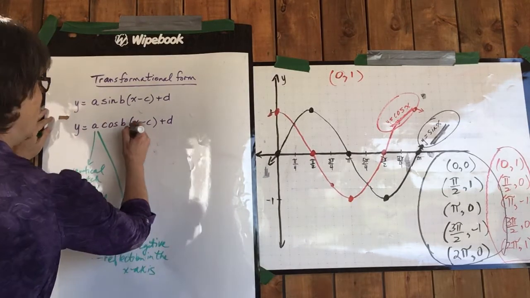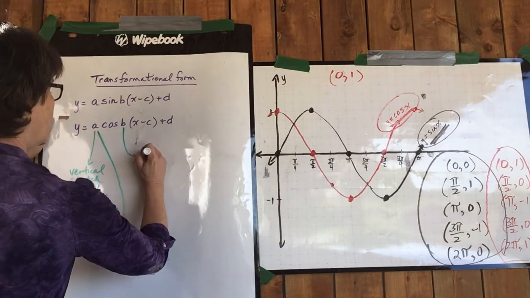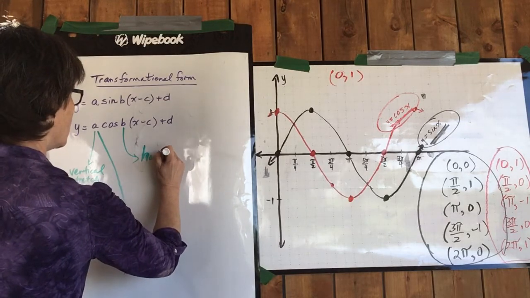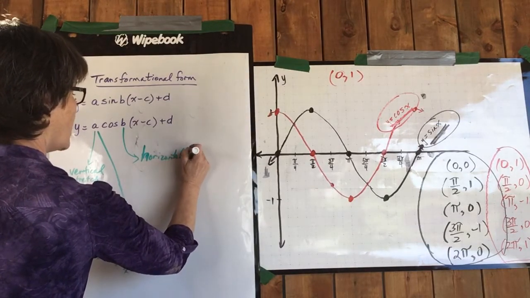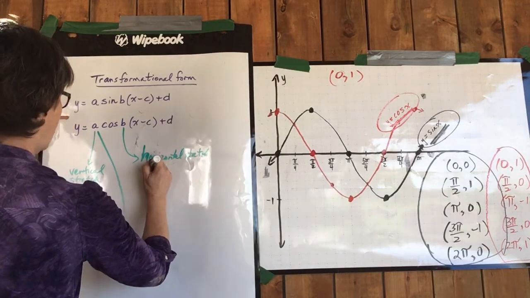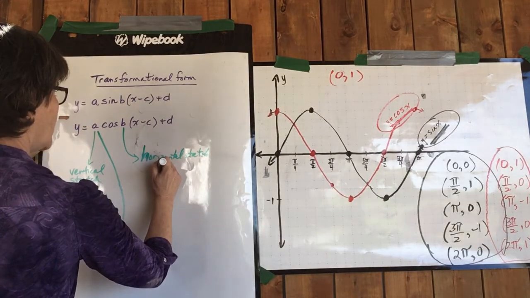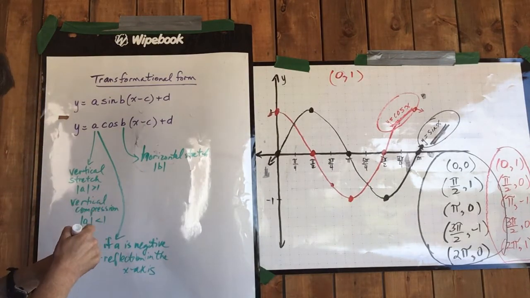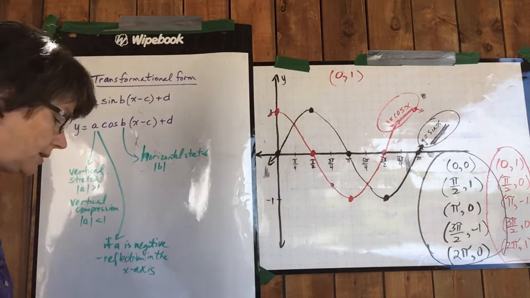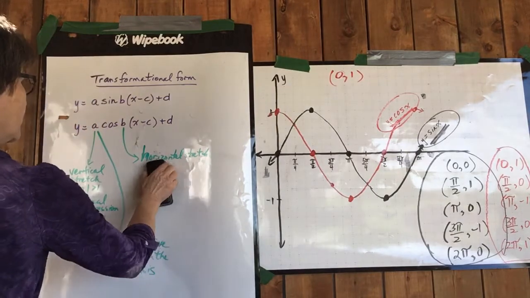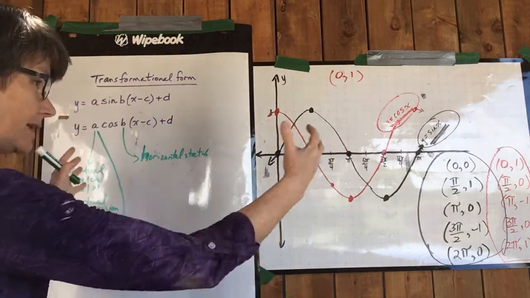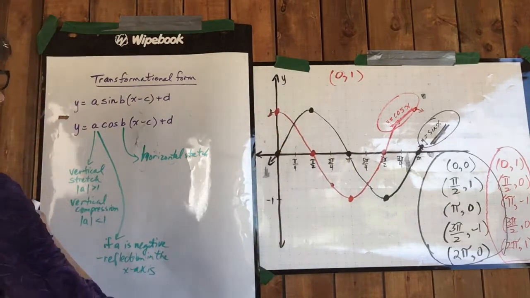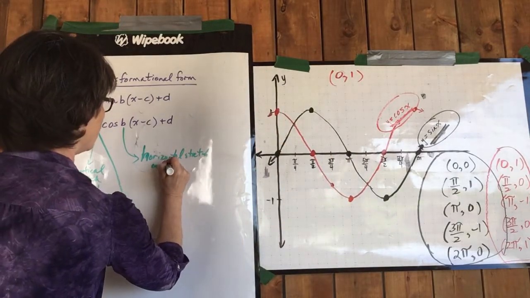All right, B represents the horizontal stretch or compression. I'll just say that for now, and then we'll get more into the details a bit later. So that's taking the graph and stretching or compressing it horizontally, like an accordion.